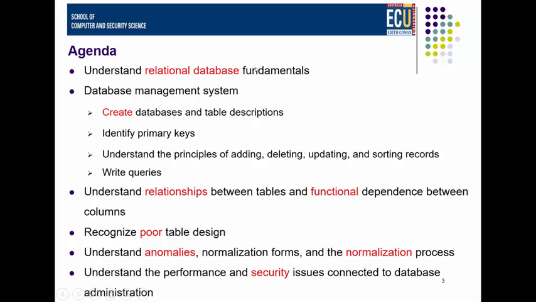Today we will look at the concept of relational databases and the functions provided by database management systems, like creating databases, identifying primary keys, understanding the operations we can perform on the database, such as adding, deletion, and writing queries to retrieve information. We will also try to understand what sort of relationships exist between the tables and why those relationships are important. We will look at one poor database design and see how it leads to different anomalies, the issues we come across if the database design is poor.